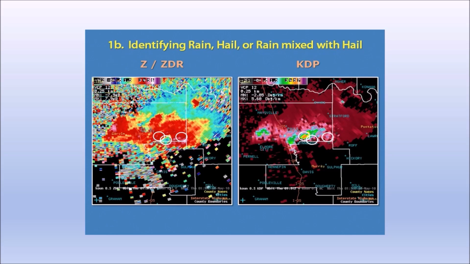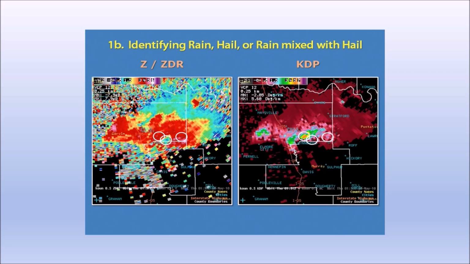The first area is out toward the edge of the forward flank, far right white circle. Reflectivity, not shown, is near 50 dBZ, and ZDR is around 3 to 4 decibels. So we have fairly good-sized, very oblate hydrometeors falling in this region. Looking at KDP, the values are near 1 to 1.5 degrees/km. There most likely is not hail in this region and the drops that are falling are most likely large and low in concentration.